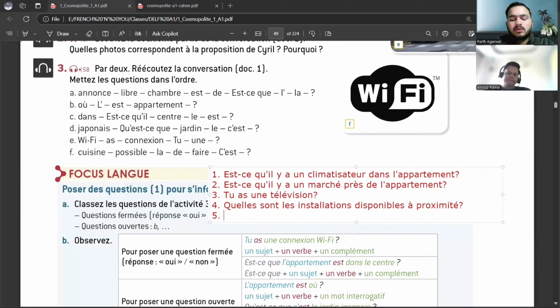Okay. Quelle est la distance entre l'appartement et le centre? What is the distance between the apartment and the city center? Okay. This is how you can frame it using quelle.